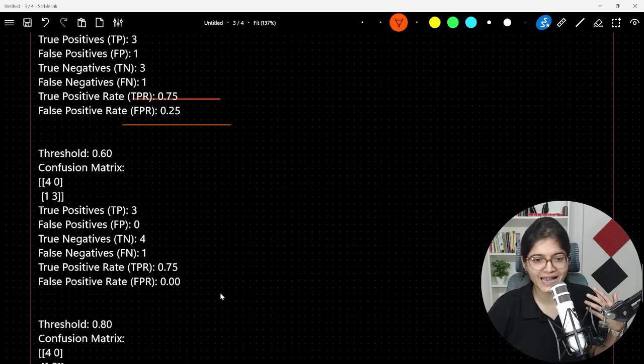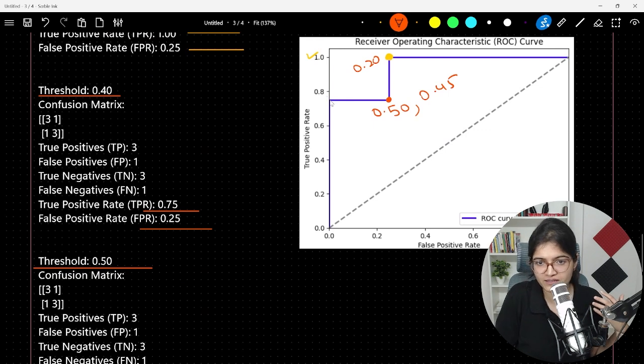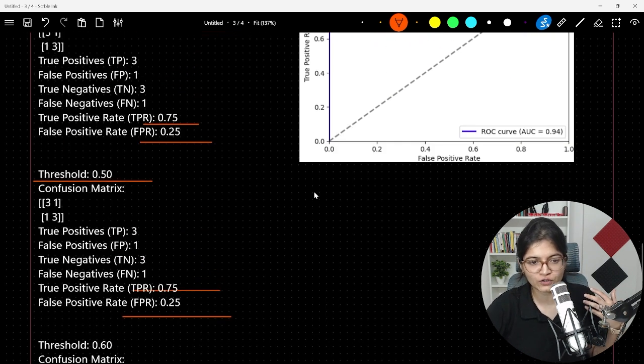For 0.60, we have a value of 0.75 and 0. So 0.75 and 0 means this is the value we are talking about, where the threshold value is 0.60.